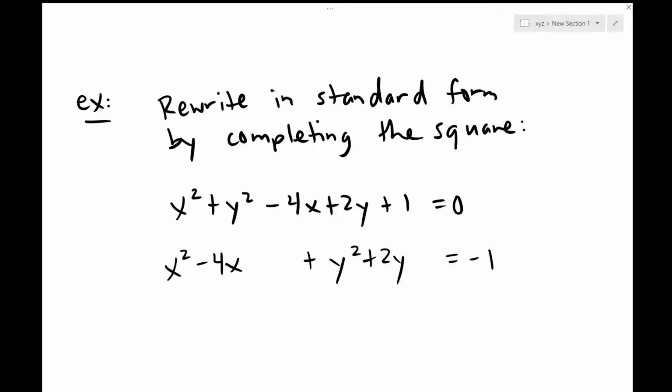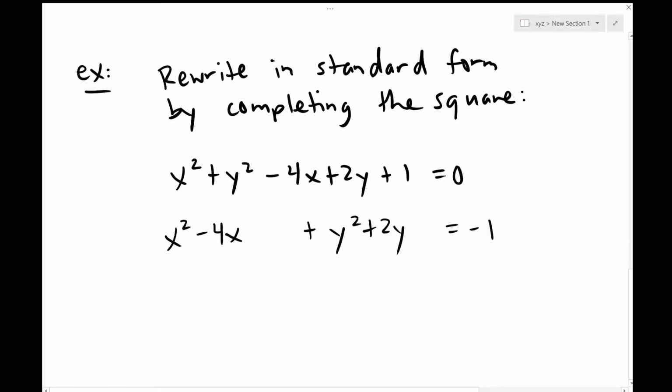So remember that to complete the square, we want to take half of each of these coefficients of x and y and then square them. So for the x terms, I'm going to take -4, divide that by 2, that gives me -2, and then I need to square that result.